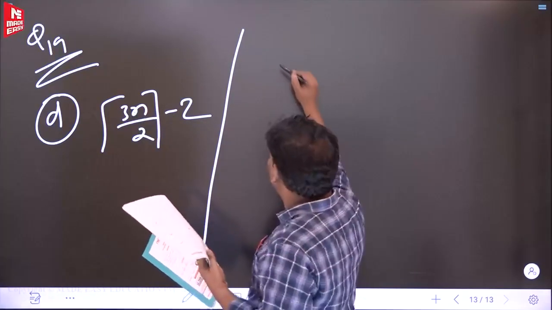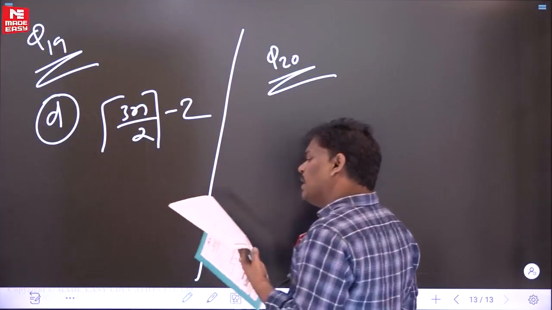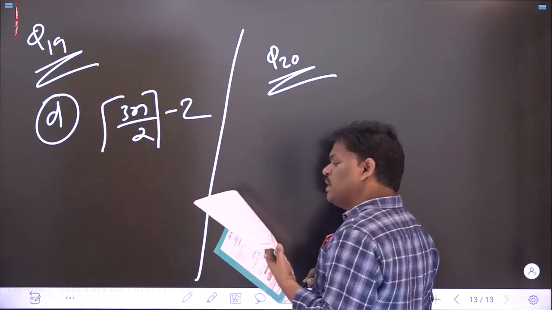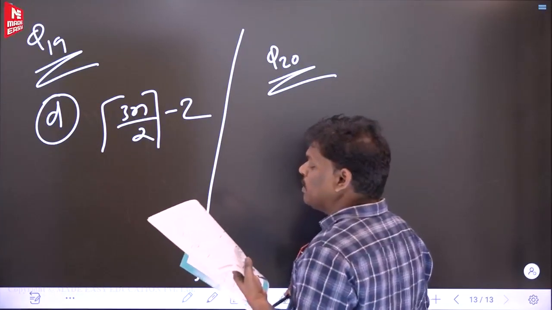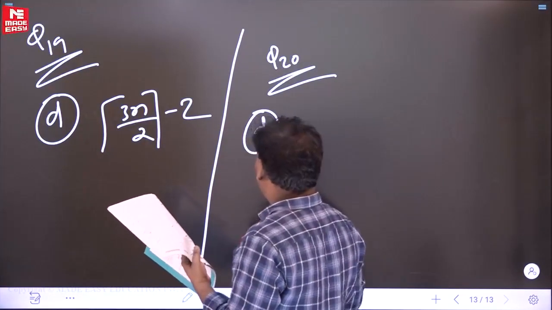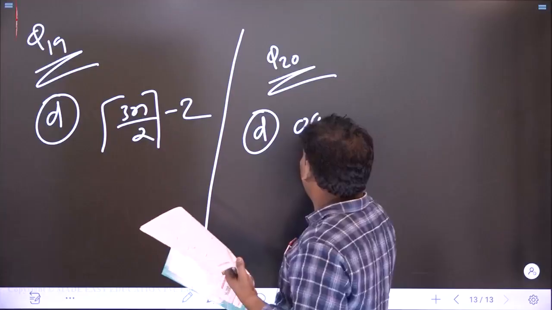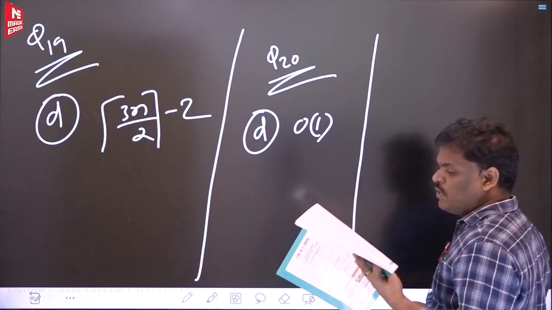Go to question number 20. What is the answer? An unsorted array contains n distinct elements. The number of comparisons to find an element which is neither minimum nor maximum. What is the answer? You know, this is there in your notes also, option D. What is that one? Order of 1. Question 20, D is the answer, order of 1.